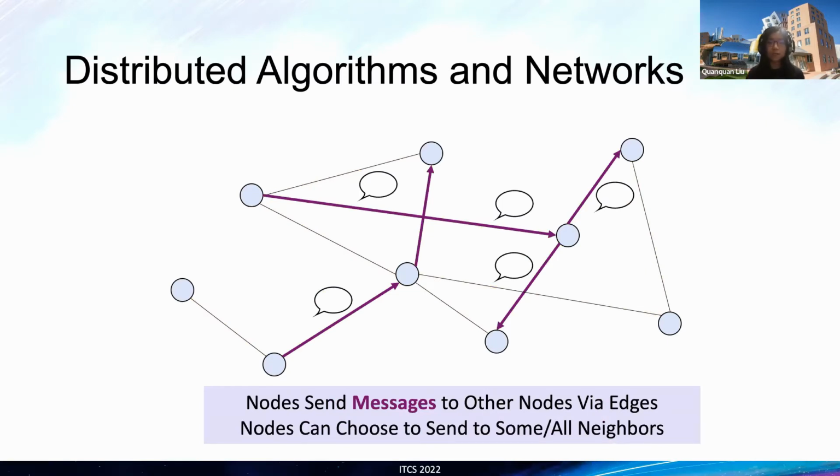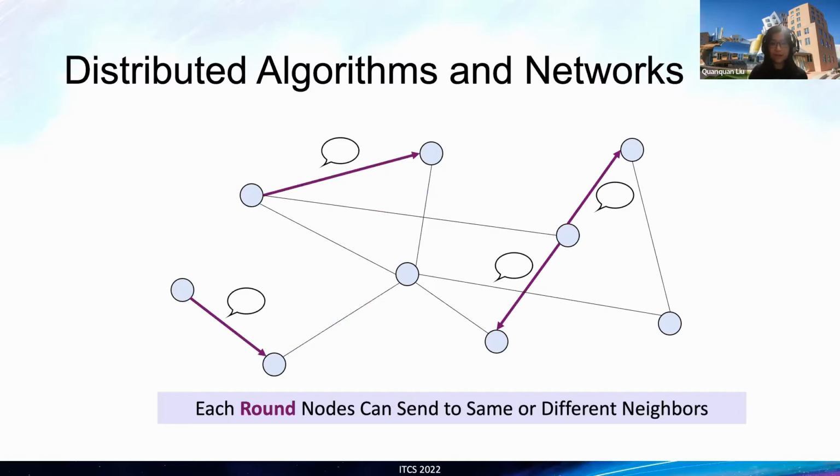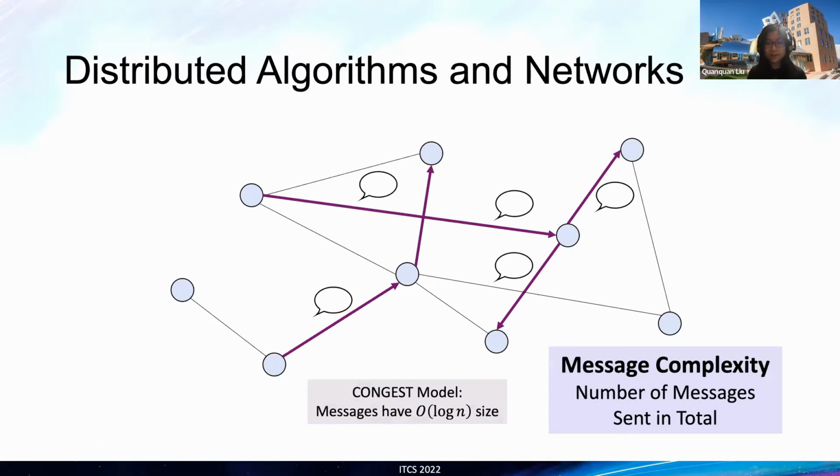And in this paper, we consider the multicast model, where nodes can choose to send the same or different messages to some or all neighbors. Nodes can use multiple rounds of communication to send messages, where in each round, they can send messages to the same or different neighbors. The message complexity of a distributed algorithm is the number of messages sent in total over the entire course of the algorithm. In this paper, we consider the CONGEST model, where messages have O(log n) size. A problem with sending too many messages is that it can overwhelm the network bandwidth, and I'll talk a bit more about this problem later on.